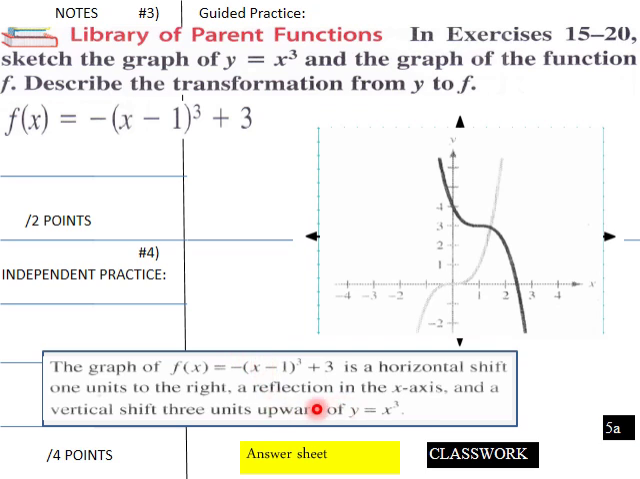So the graph is a horizontal shift, 1 unit to the right, a reflection in the x-axis, and a vertical shift 3 units upward of y equals x cubed.